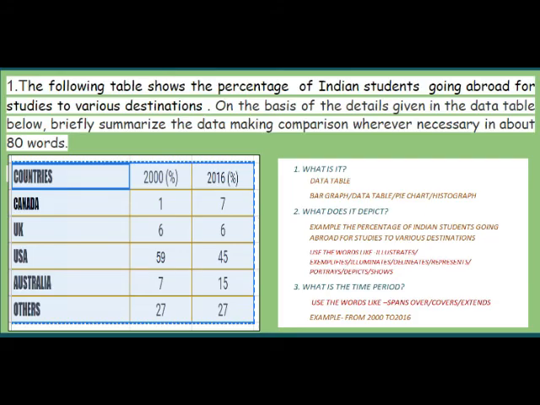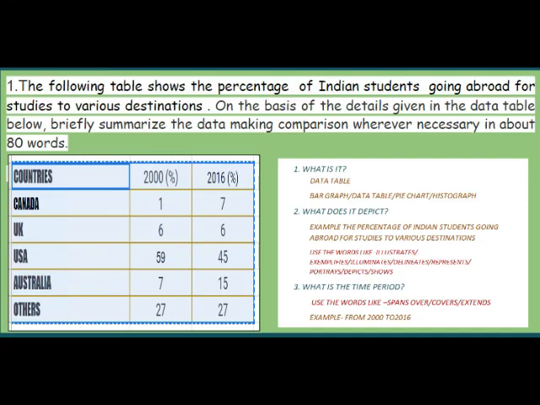However, by 2016, the table clearly shows that the share of Indian students in the US dropped by 15%. The share of Canada, UK, Australia and others taken together is far less than the US share of Indian students going abroad, which speaks volumes about the inclination of the students towards studying in the US.